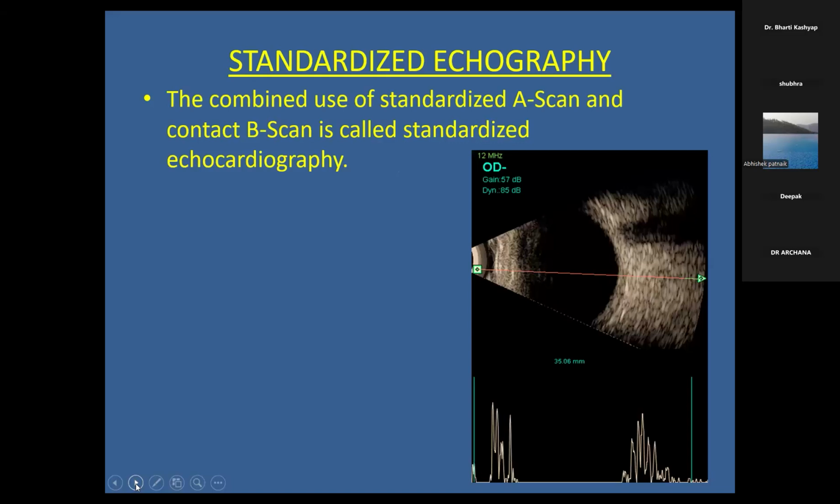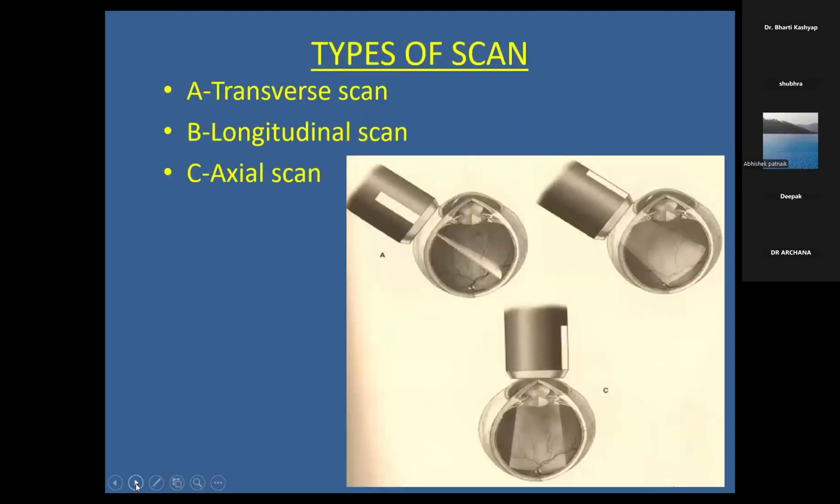A scan and B scan are combined together. These are the type of scans that are generally done in our OPDs, in our routine clinics.